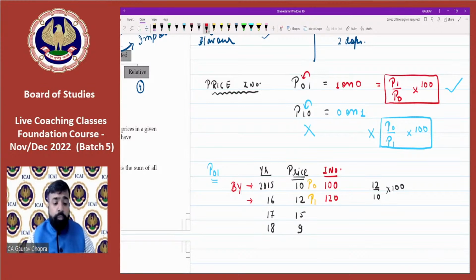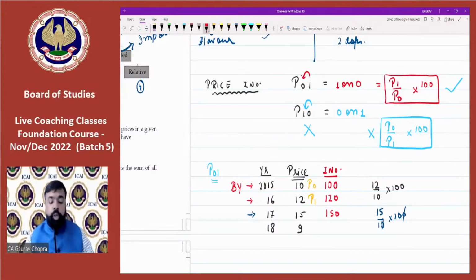Similarly, now if we have to find out for the year 2017, now this 2017 becomes the current year and 15 is the price of current year. So we can calculate 15 divided by price of base year 10 and then multiply by 100. So how much we are getting? 150. So this again becomes the index number.